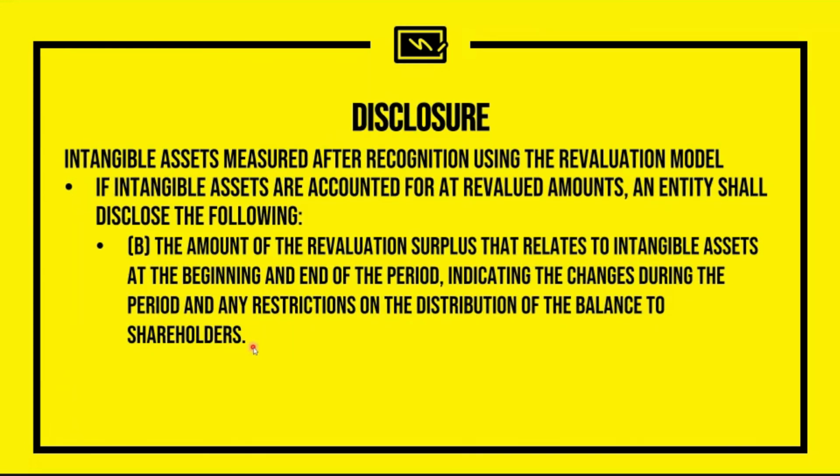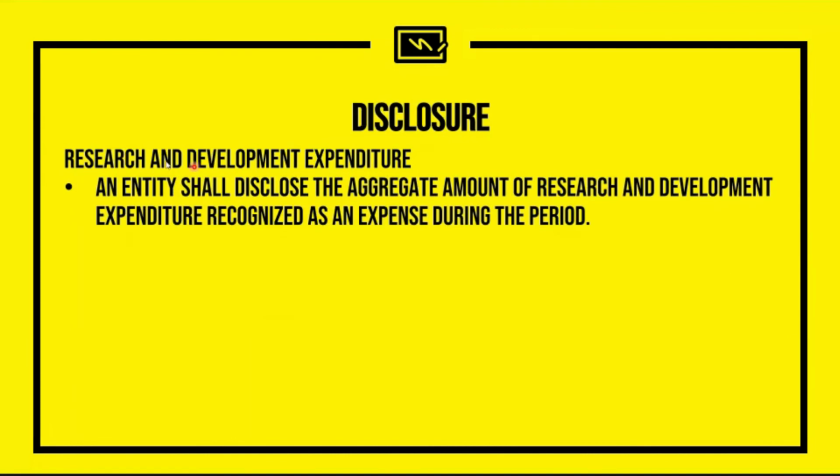Okay? Because, of course, since the revaluation surplus is presented in other comprehensive income, we need to disclose whether, if this reverses, it is going to automatically be part of retained earnings, which can be distributed as dividends or not. Okay? In the case of research and development expenditure, you need to disclose the aggregate amount of research and development expenditure recognized as expense during the period. So meaning, aside from the expense being recognized in your statement of comprehensive income, you also need to provide the details of these particular expenditures.